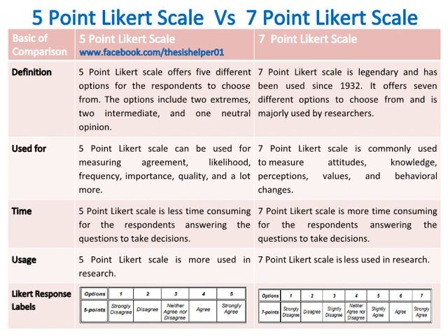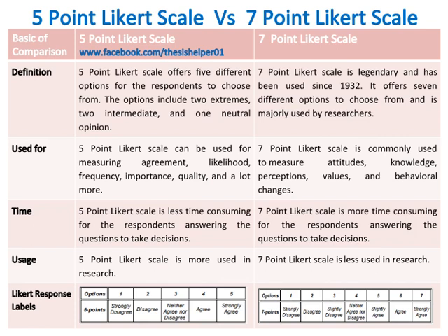5-point Likert scale is less time-consuming for the respondents answering the questions to take decisions. Whereas 7-point Likert scale is more time-consuming for the respondents answering the questions to take decisions. 5-point Likert scale is more used in research. Whereas 7-point Likert scale is less used in research.